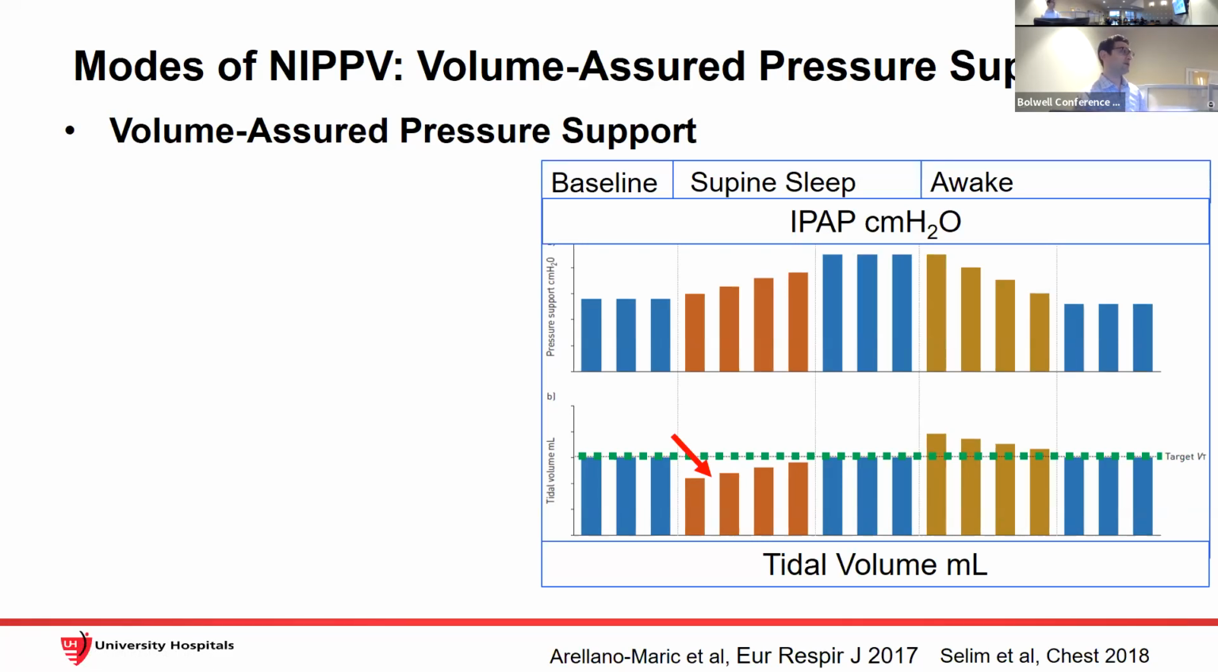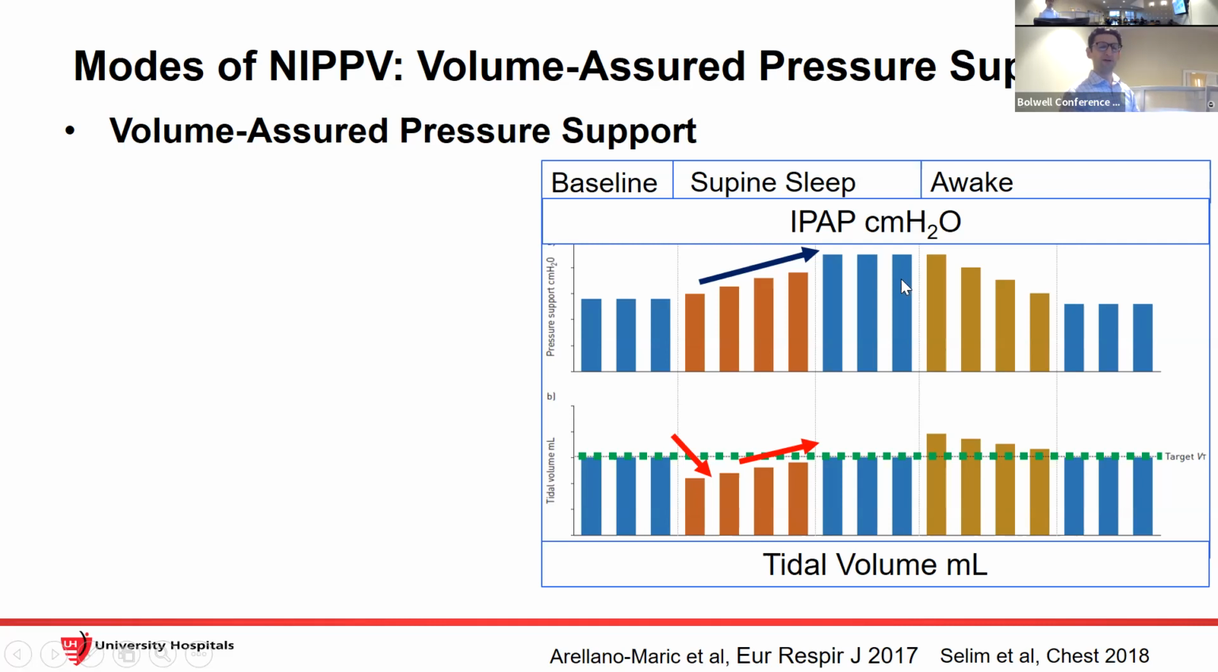So what's the machine going to do in order to get the volume up? Increase the pressure, okay? So it increases the pressure, and as a result, your volume goes up. And now you're back at your goal tidal volume, and you're at a steady state. Pressures are higher than when you were awake, but that's okay. You're at a steady state. And now you're at a state where actually your compliance is improved.